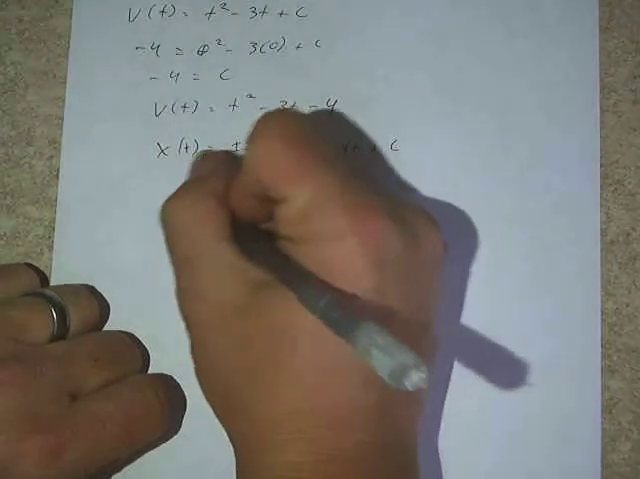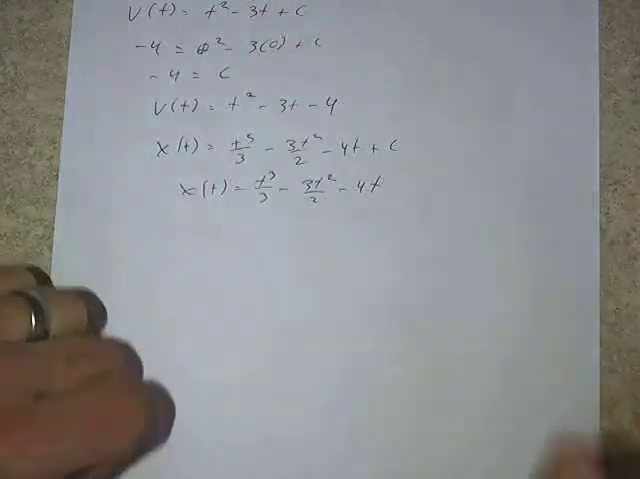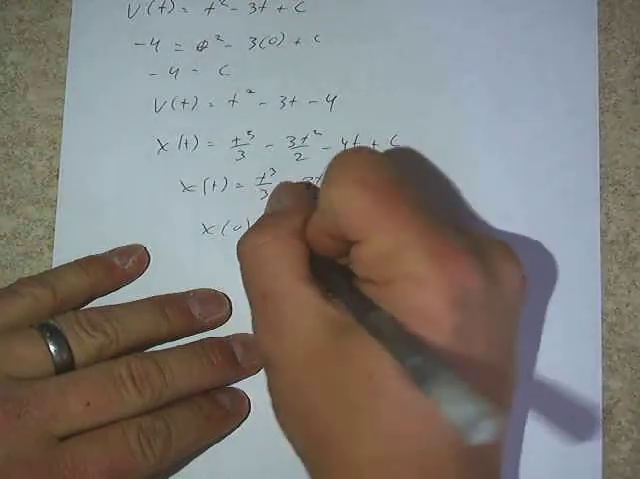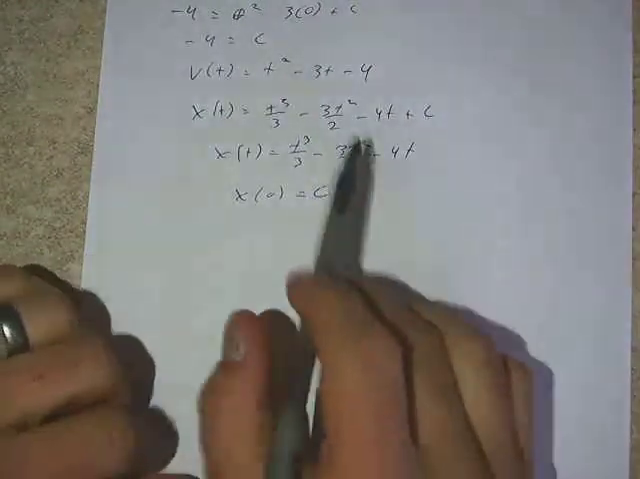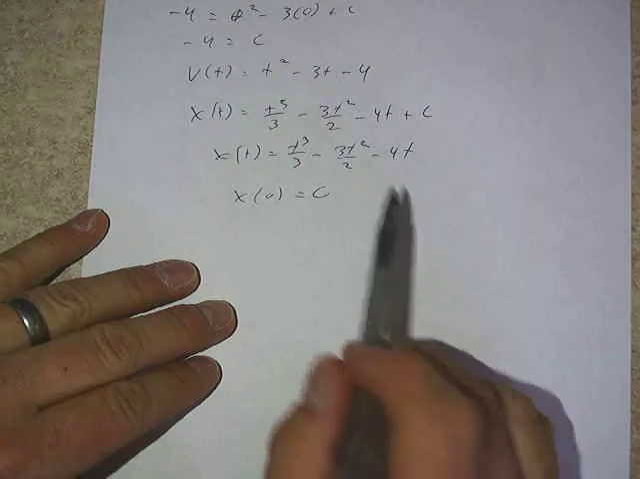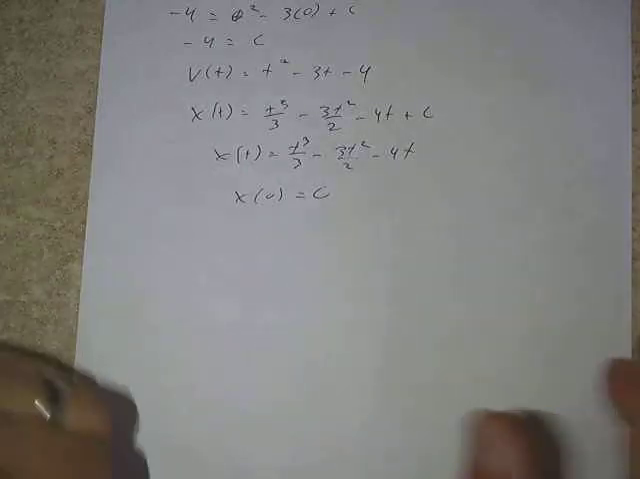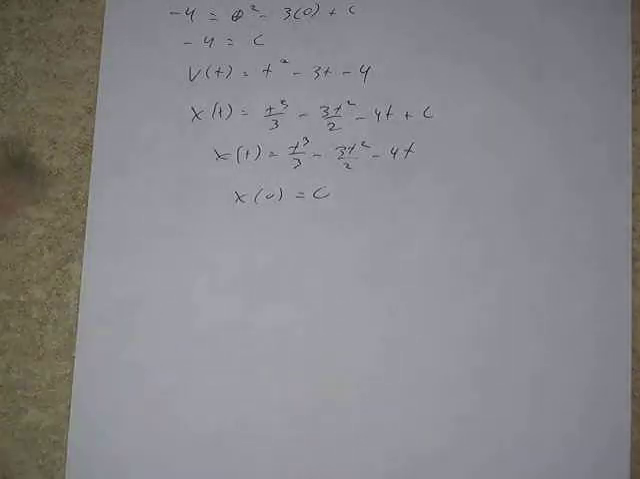Okay. And so we can find the position, of course. One thing that we could do is just go ahead and find it. So we'd get t cubed over 3 minus 3t squared over 2 minus 4t plus c. And it doesn't tell us what the initial position is here, right? But we can consider the initial position to just be 0 if we want to. So x of t is equal to t cubed over 3 minus 3t squared over 2 minus 4t. We'll give that as our position equation. And we know our position at 0 is 0 if we consider that (0, 0) to be our starting position.